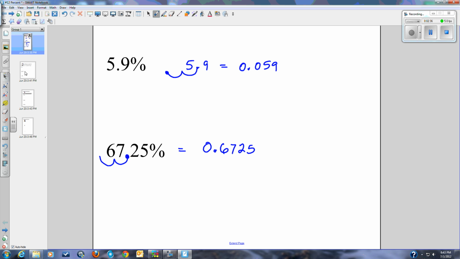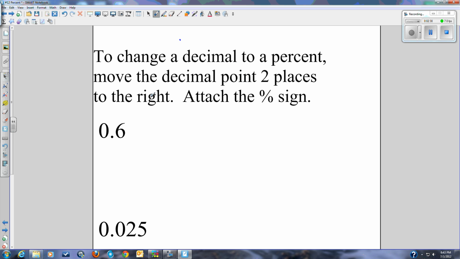Let's move on to the next page. To change a decimal to a percent, move the decimal point 2 places to the right and attach the percent sign. So you're doing just the opposite. So if I have 0.6 and I move the decimal point 2 places to the right, I've got an empty space now. So I'm going to say 60 and attach the percent sign.